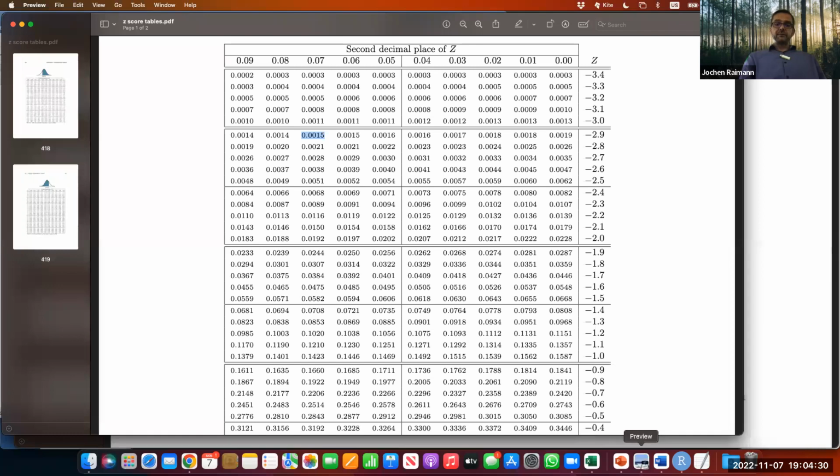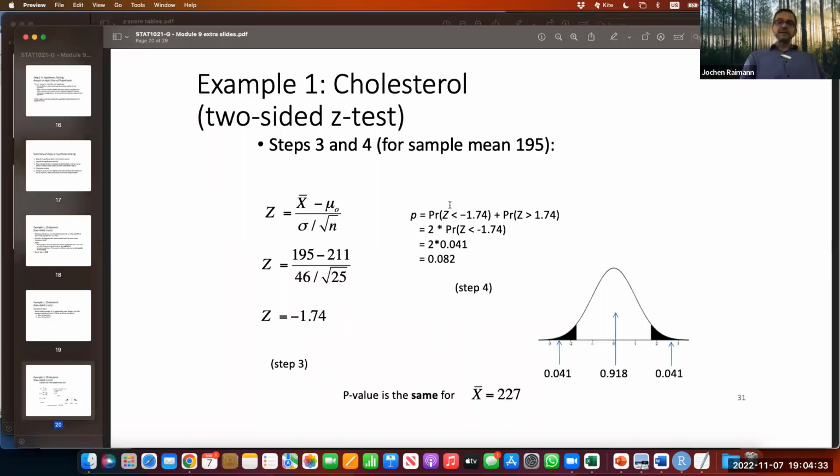You have a corresponding example with the cholesterol example, module 9. You have the same thing. You get minus 1.74. That was 0.041. Multiplied by 2 gets you to 8.2%. We had not rejected this null hypothesis. Now we're doing this ourselves in Excel.